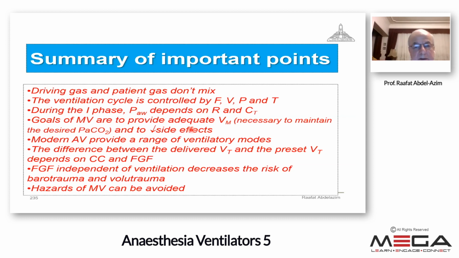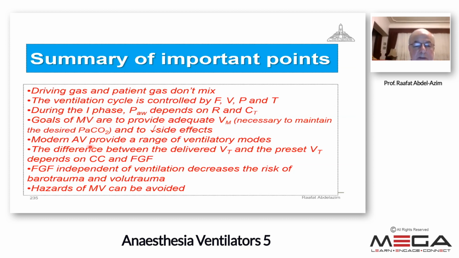In summary, we know now how the driving gas and patient gas don't mix. The ventilation cycle is controlled by flow, volume, pressure, and time. During the inspiratory phase, the airway pressure depends on resistance and compliance. And we know now the goals of mechanical ventilation are to provide adequate minute volume necessary to maintain the desired CO2 and to decrease side effects. And we know what the desired CO2 is, either the normal value, or we can decrease or increase it by changing the minute volume. Higher minute volume is associated with lower values of PCO2.